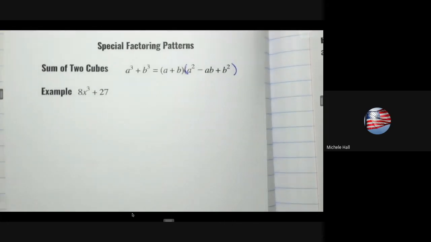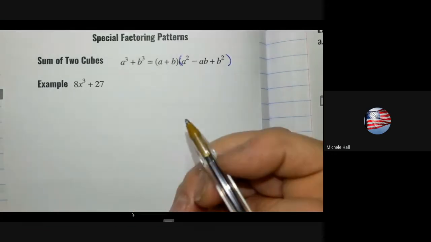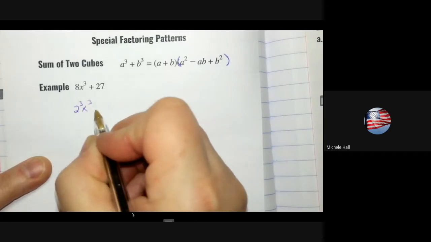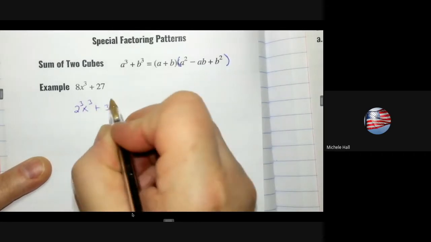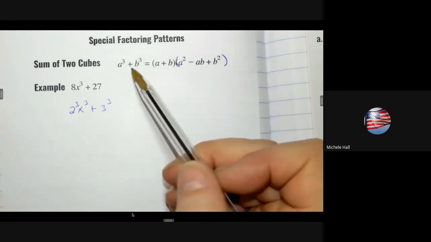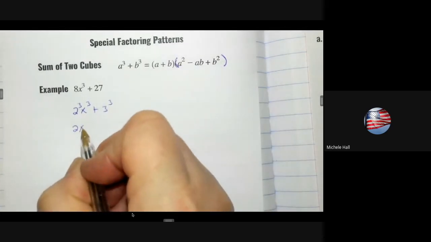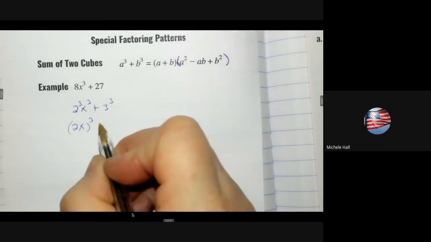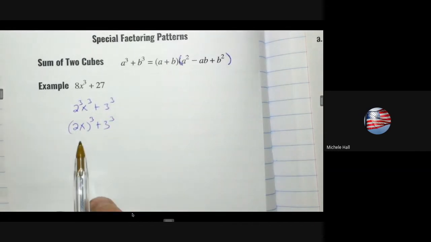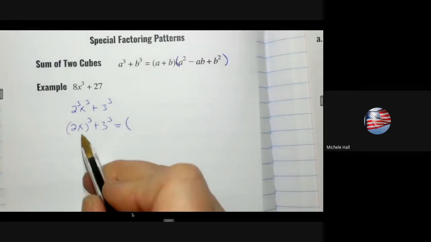All right, here we go. The sum of 2 cubes. Well, I want to make these look like cubes. That would be my first step. I would have 2 cubed and x cubed plus 3 cubed. But again, I want to make it look a little bit more like the formula. And that way I could say that 2x is being cubed plus another cube. Now that is looking exactly like the formula. So we take 2x plus 3.